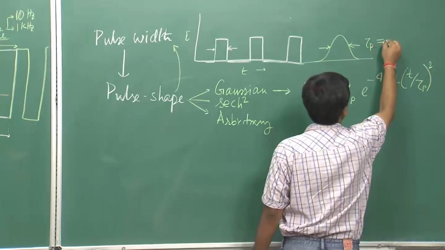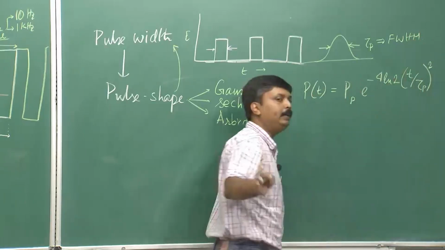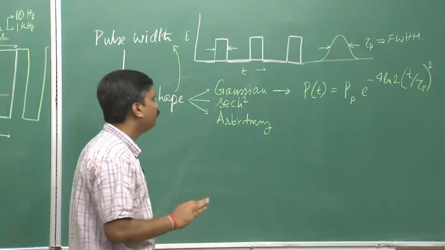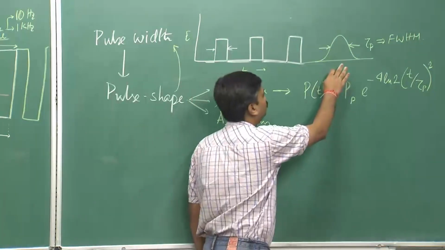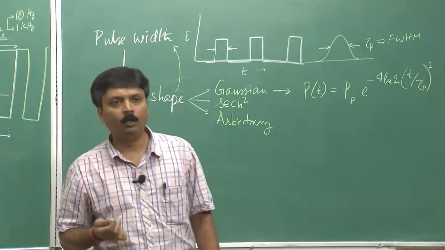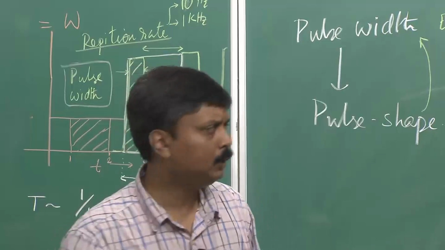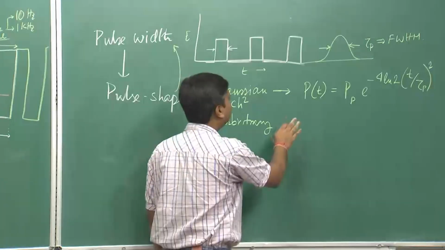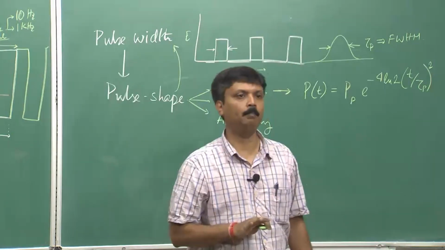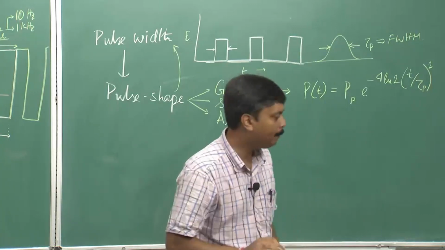But this can be incorrect in case I take a full width half maxima for, say, a hyperbolic secant pulse. There are certain factors which have to be multiplied with that full width half maxima value, so that we get the actual pulse width.